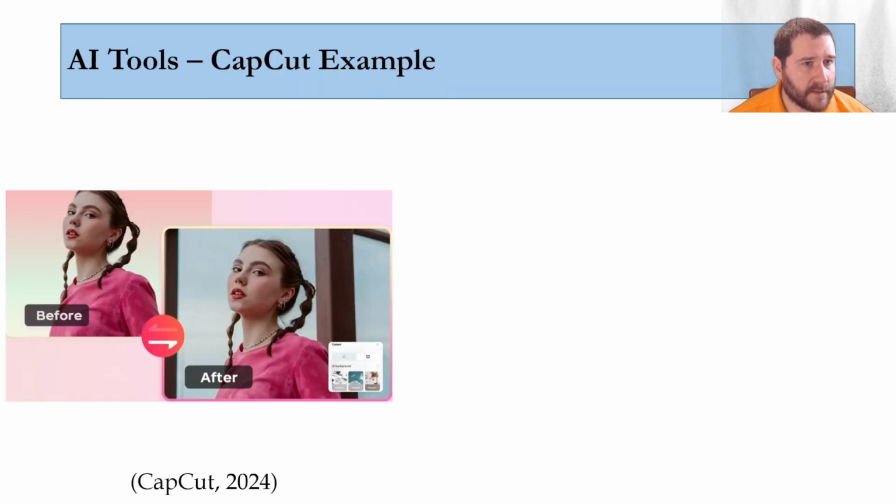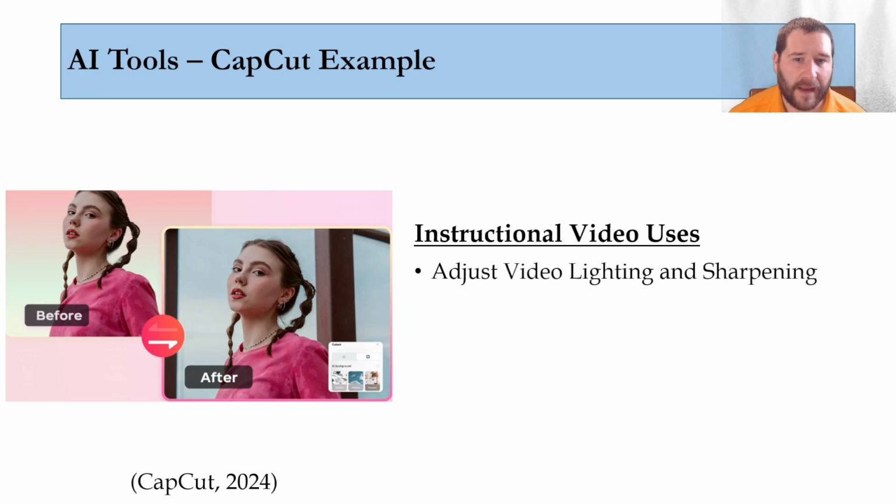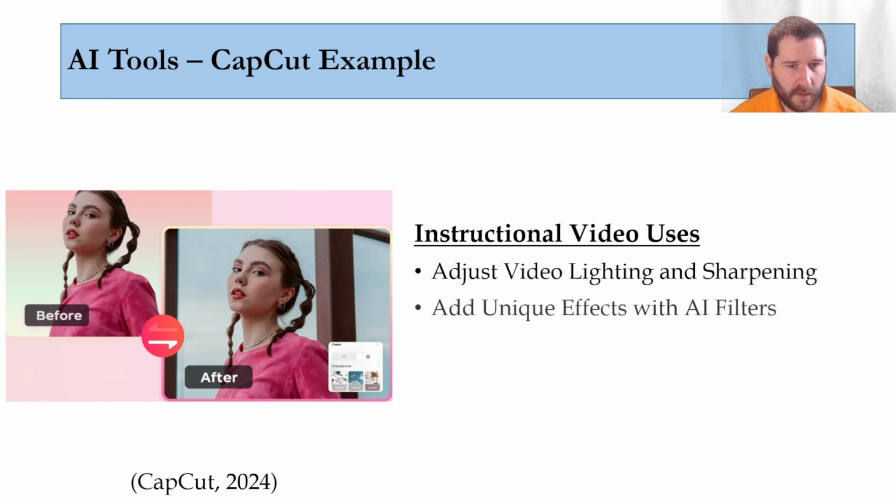Okay, CapCut is another example. This is essentially an AI video editor, or a video editor with AI tools, I should say. So you can do things here like adjust video lighting and sharpening automatically. You can add unique effects with different AI filters, right? I think a lot of people have seen these. These are everywhere on TikTok and Instagram and these different phone apps, right? They have all these cool filters. Well, we can do that professionally as well to add in cool backgrounds and that sort of thing.